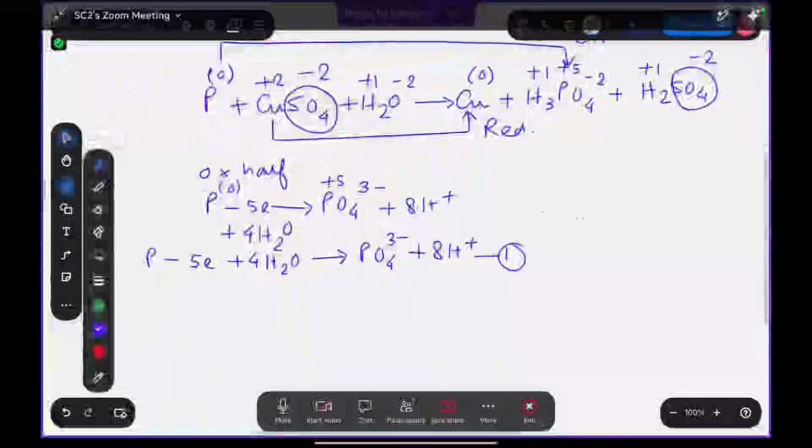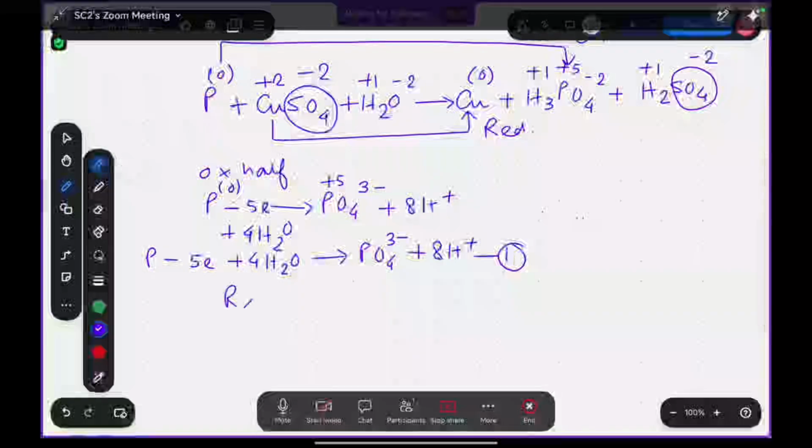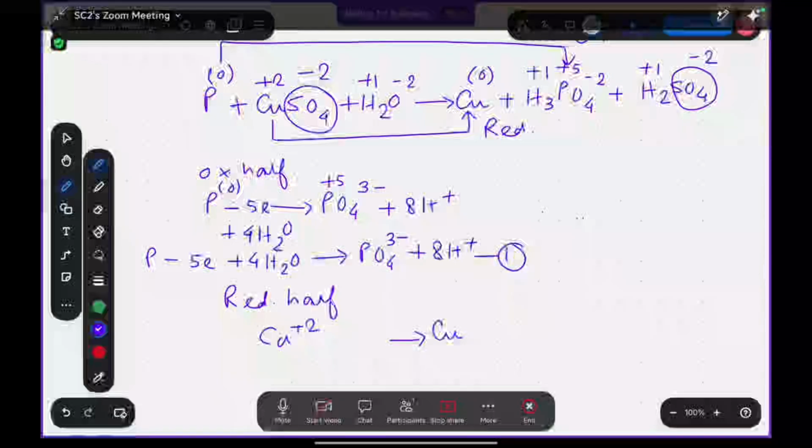Now the second equation is the reduction half reaction. In the reduction half reaction, what happens? Copper +2, copper sulfate, copper in +2, changing to copper, which is reduction. That means it is involving gain of 2 electrons. This is the second reaction. Now, electrons are not balanced. In the oxidation half reaction, 5 electrons are lost, and in the second reaction, 2 electrons are gained. That means just multiply equation 2 by 5 and equation 1 by 2 to balance the number of electrons.